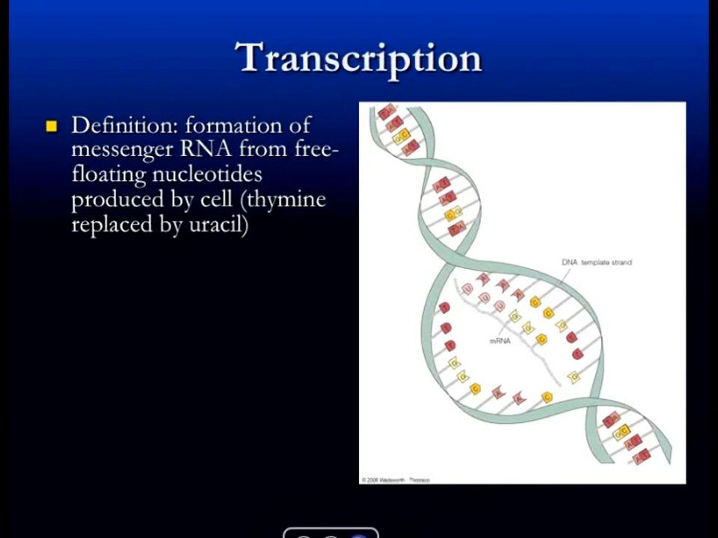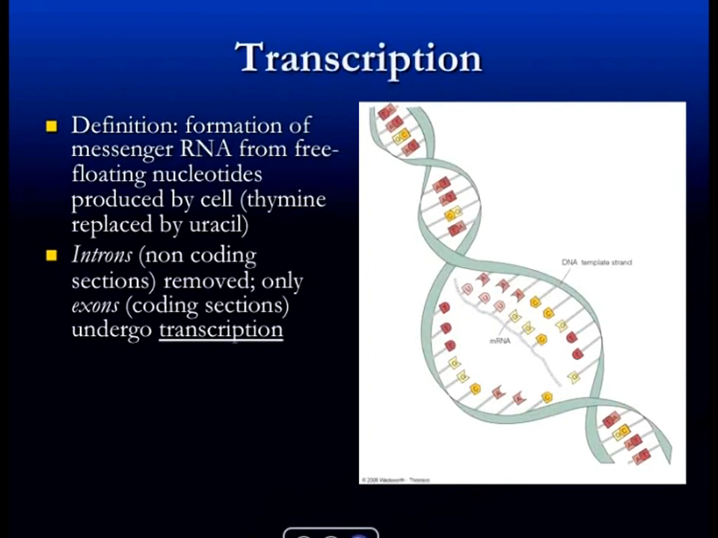Okay, so transcription's phase number 1. The definition of transcription is the formation of messenger RNA, which we abbreviate mRNA, like this here. Again, this is formed from free-floating nucleotides in the cell's nucleus, much as DNA replicates in the process I showed you before, where it unzips. In this process, thymine is replaced by uracil, but I'm not asking you to remember this, so it's okay. You just understand that the messenger RNA has a slightly different structure. During this time, the non-coding sections of DNA, which are called junk or introns, are removed, and the coding sections, which are called exons, are the only ones that undergo transcription.